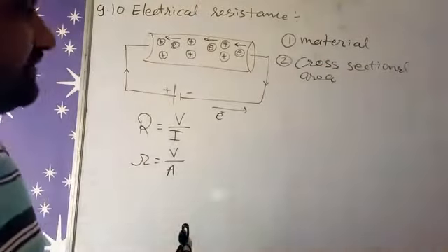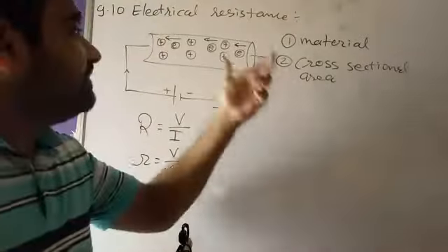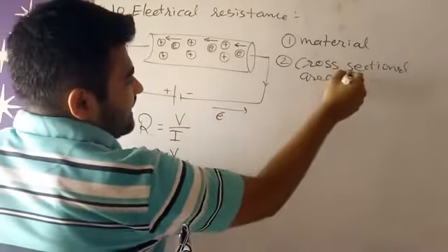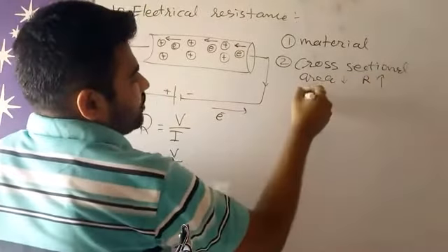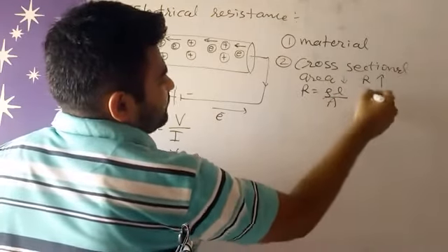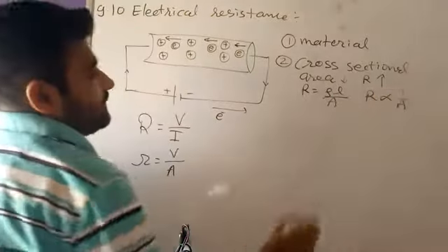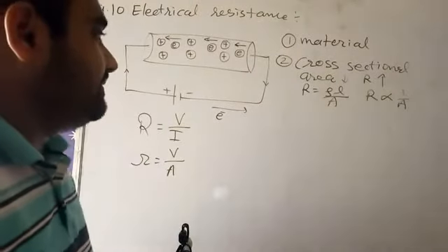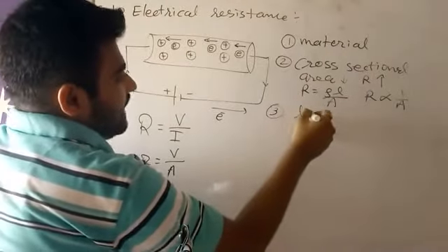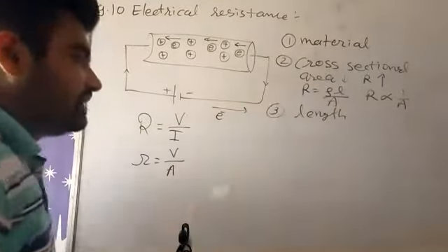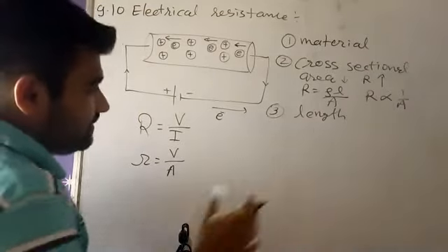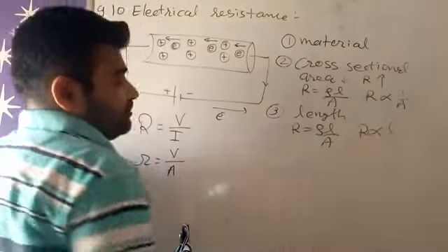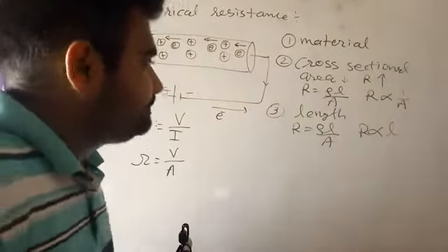If the cross section area is less, then resistance will be more, because R is equal to rho L by A. So R is proportional to 1 by A. That's why if A is more, then resistance will be less. Third, the length of the conductor or insulator, whatever we call it. Similar formula, R is equal to rho L by A, R is proportional to L. So if the length is more, resistance will be more.